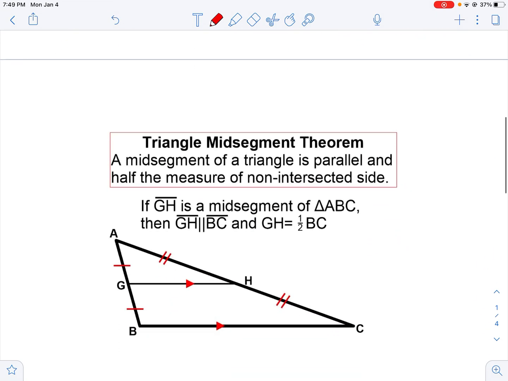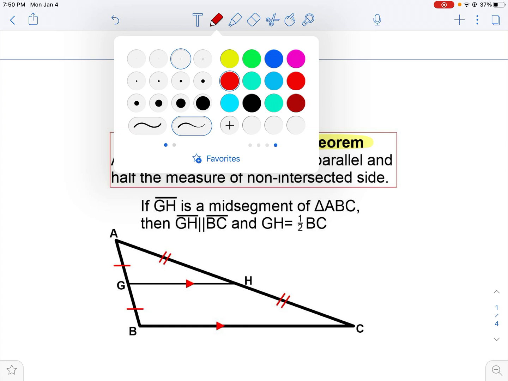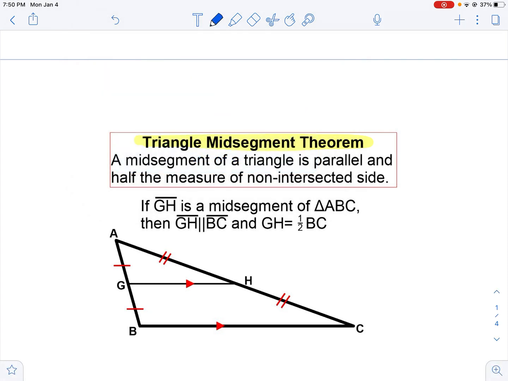Here's the next fill in the blank that you have. The triangle mid-segment theorem. Put that on that line that you have on your notes page. Okay, it says that a mid-segment of a triangle is parallel and half the measure of the non-intersected side. So I'm going to give you a second to go ahead and write triangle mid-segment theorem in. And then we're going to add some information, see what it's trying to tell us.